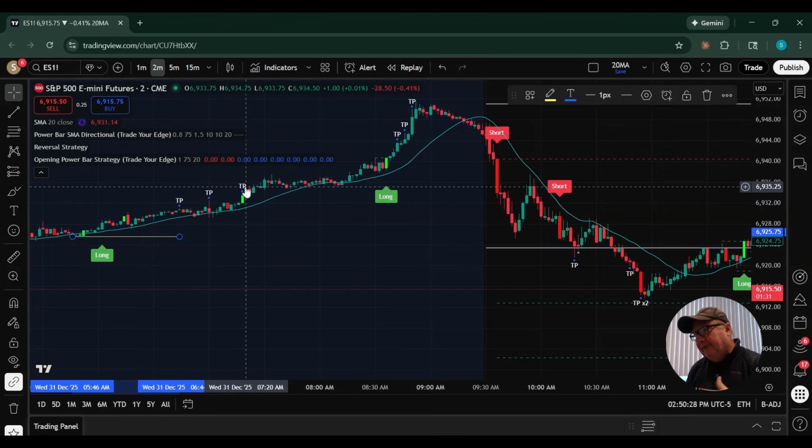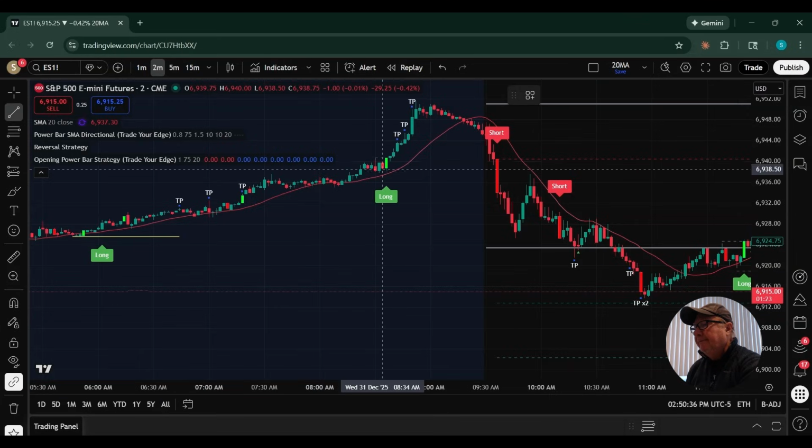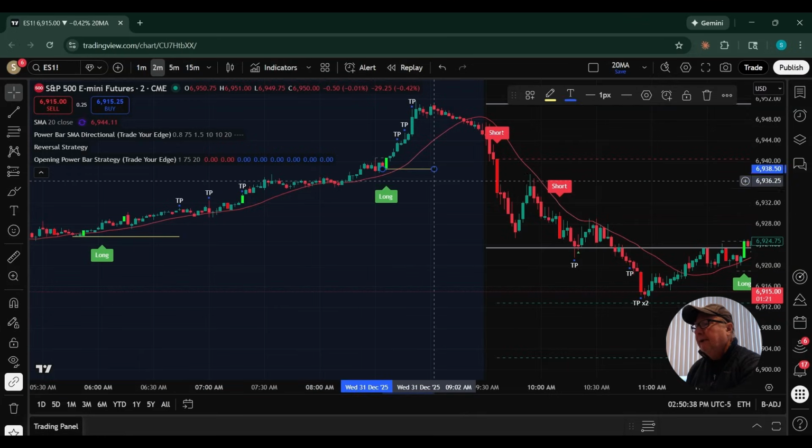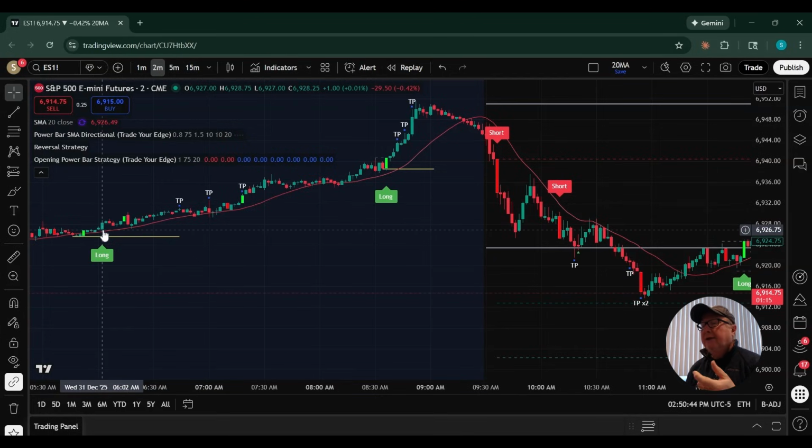You get take profit levels up here, you get another power bar that forms here, and that's your stop right under the power bar, right? This one's a little bit lower because it's a combined power bar. You've got a couple of different bars going into one power bar.